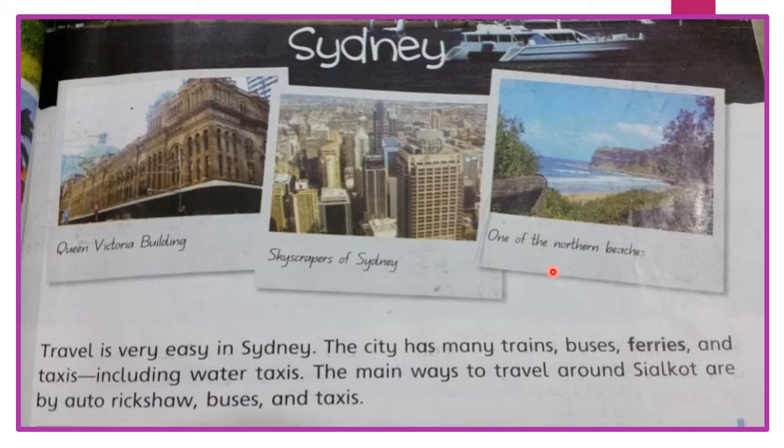Now let's talk about the transportation links in both cities of Sydney and Sialkot. Students, travel in Sydney is very easy. The city has many trains, buses, ferries, and taxis, including water taxis. On the other hand, the main ways to travel around Sialkot are by auto rickshaw, buses, and taxis.